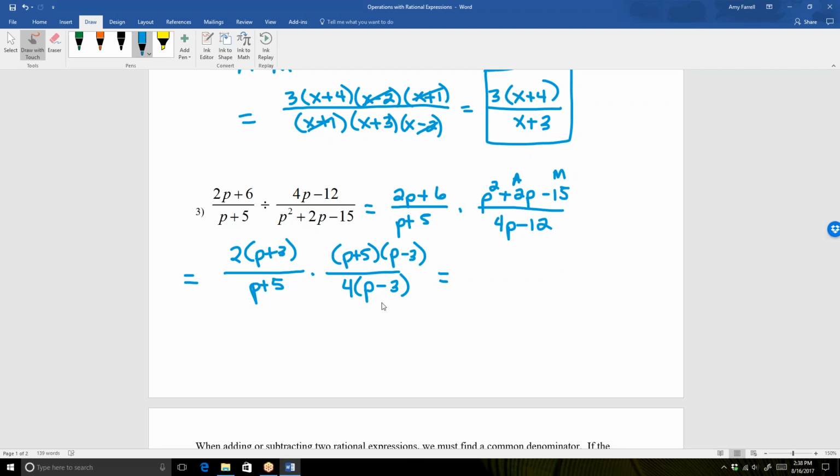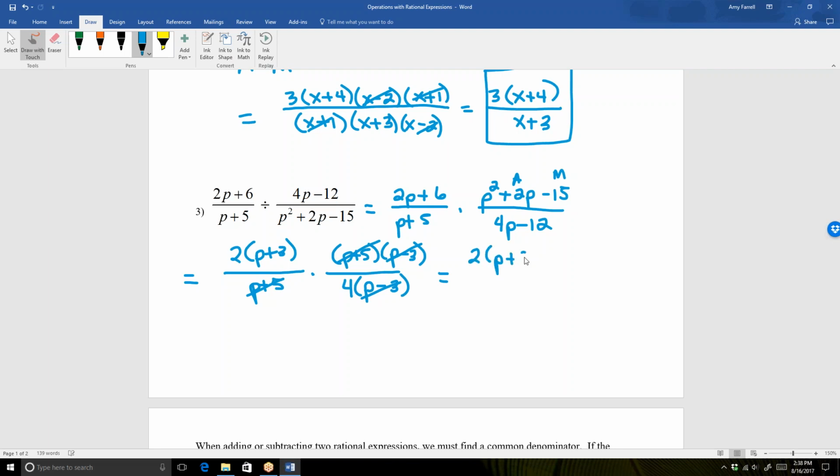Maybe this time I will cross cancel. I'll show you that we can cross cancel. So I've got a factor of p plus 5 and a factor of p plus 5. I can cross cancel there, just kind of doing that before multiplying numerators and multiplying denominators. I can also cancel the p minus 3 and the p minus 3. I can also reduce the 2 and the 4, but maybe I'll wait for that here in just a second.